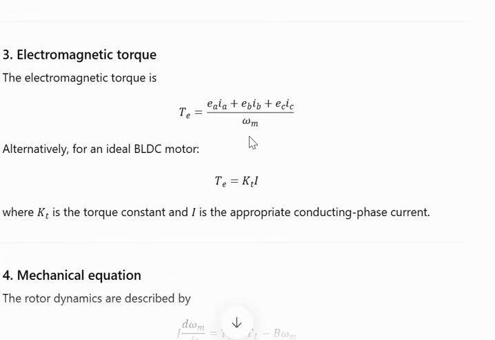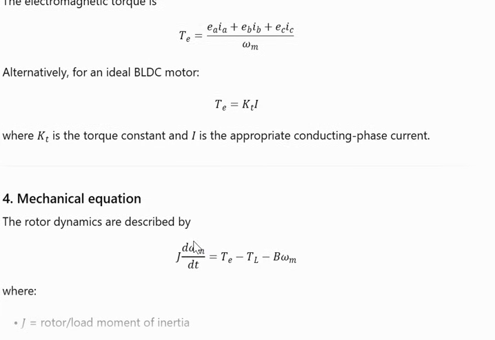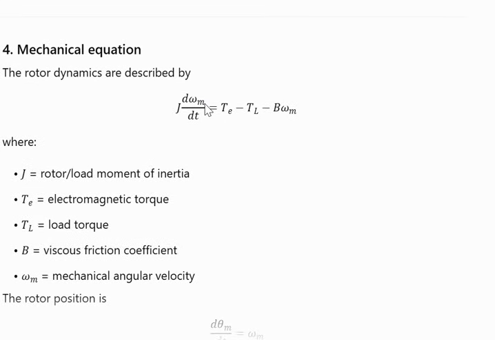The relationship is given here. This is nothing but the V into I concept only: EA IA plus EB IB plus EC IC. This means the components of all three phases are added up and divided by the angular velocity of the motor. Then J d omega m/dt equals TE minus TL, where J is the moment of inertia, TE is the electromagnetic torque produced, and TL is the load torque.